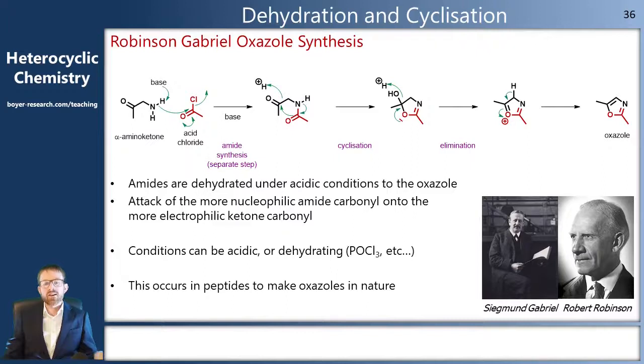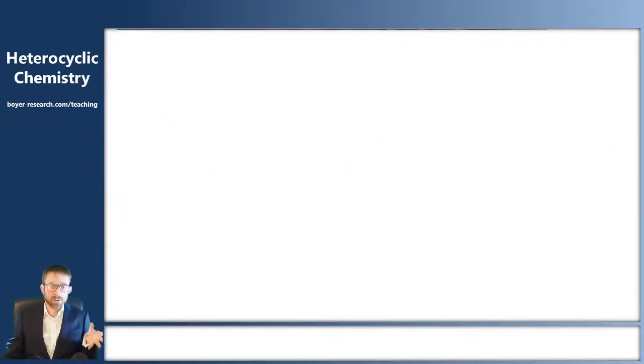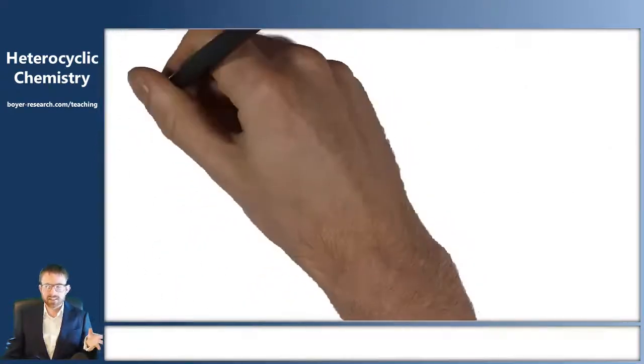Then, if we treat that with acid, our electron-rich amide, so it's electron-rich because the nitrogen lone pair is in conjugation with the carbonyl, can attack our electrophilic carbonyl promoted by acid. This makes that 5-membered ring. Then an oxygen lone pair can come in, promote the loss of water to give us our aromatic product. So our starting materials are easy to synthesize.